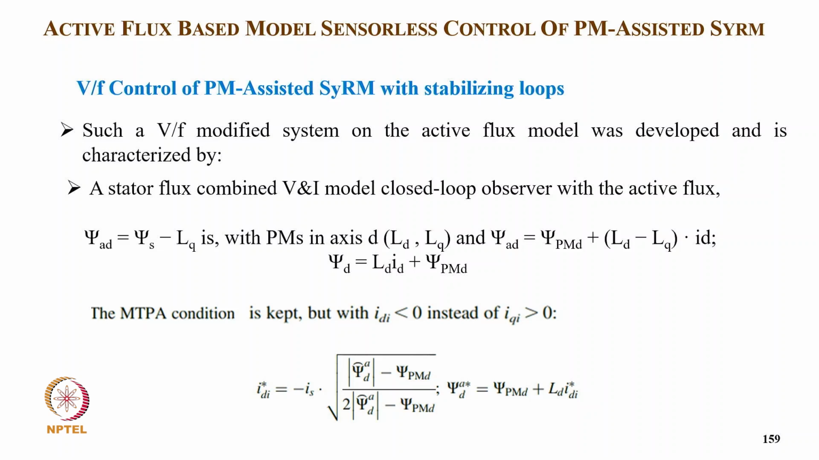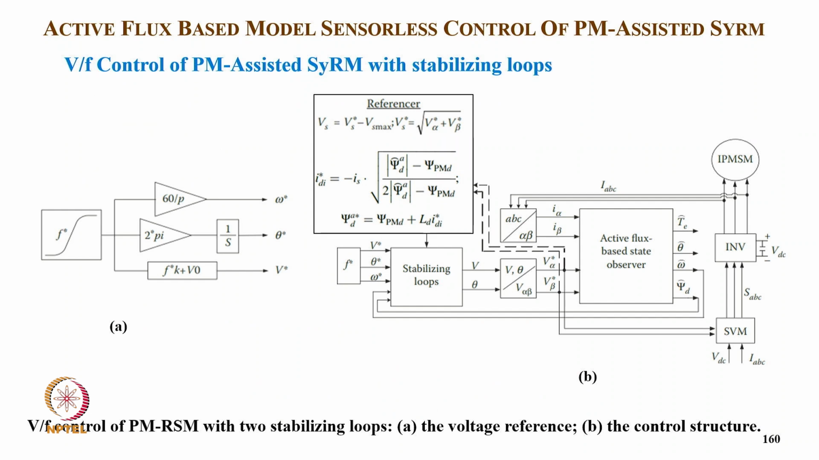And for the MTPA condition, Is is kept constant with Id less than 0 and Iq greater than 0. So Id star equals minus Is under root, phi DA star is phi DA divided by 2 into (phi DA minus phi PMD). So phi DA star equals phi PMD plus LD Id. And this is typically V/F control with PM assisted stabilizing.